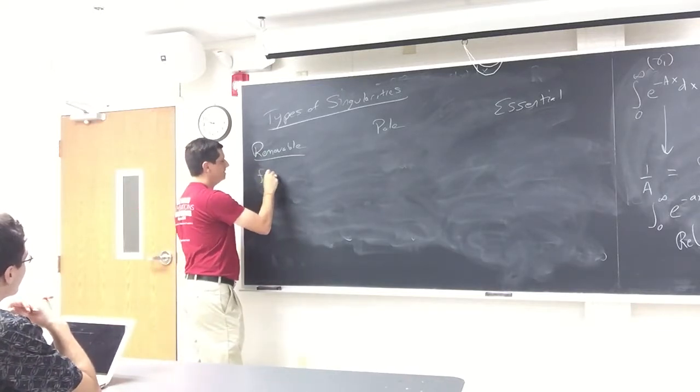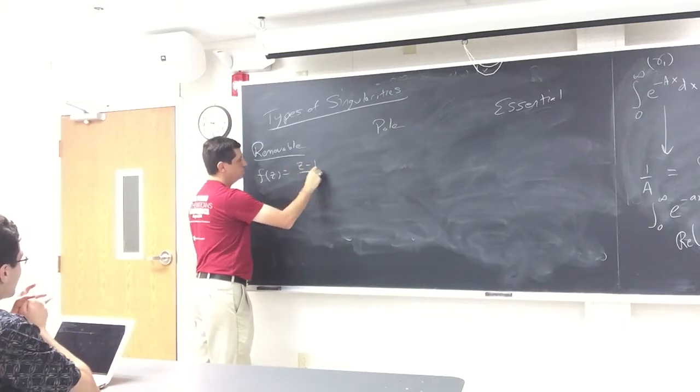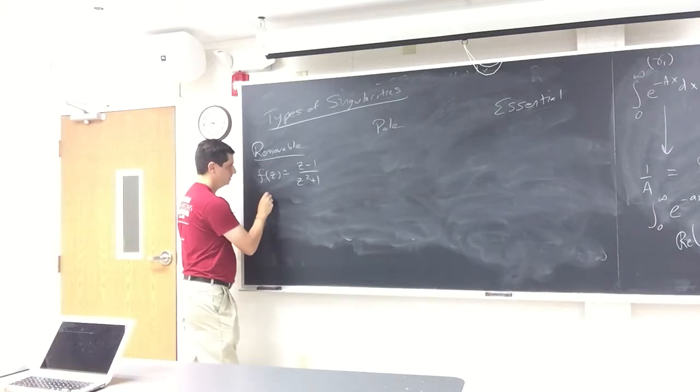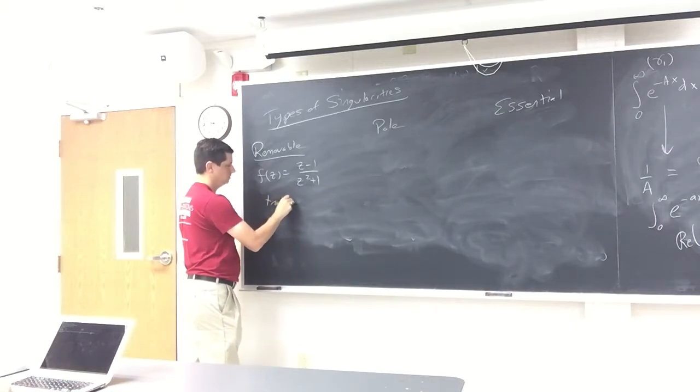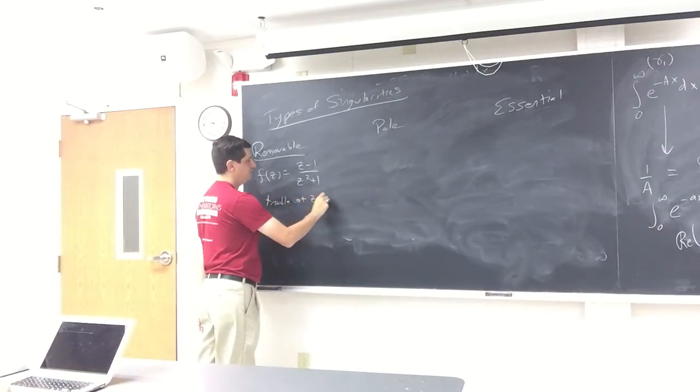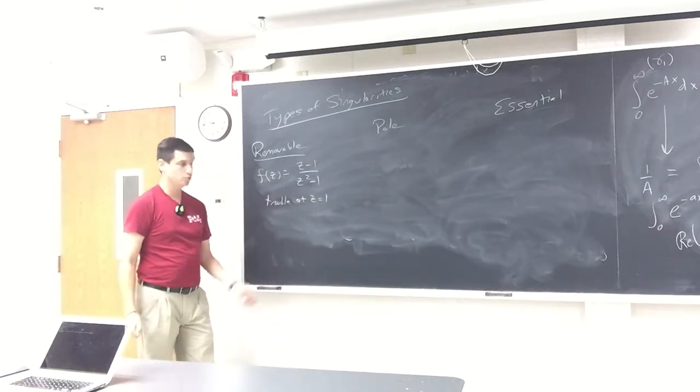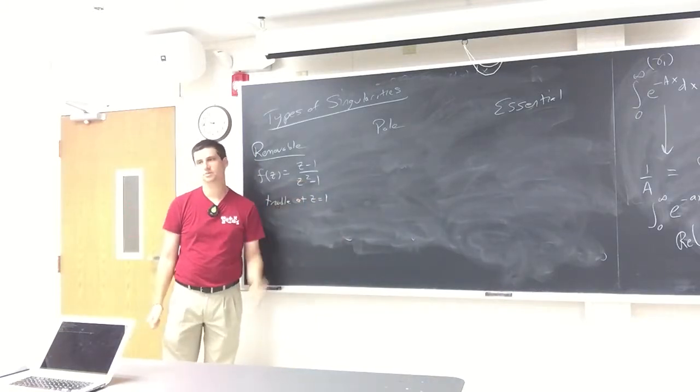Let's consider f of z is z minus 1 over z squared minus 1. Okay? Trouble at z equals 1. So when I put in z equals 1, the denominator blows up. Oh no.